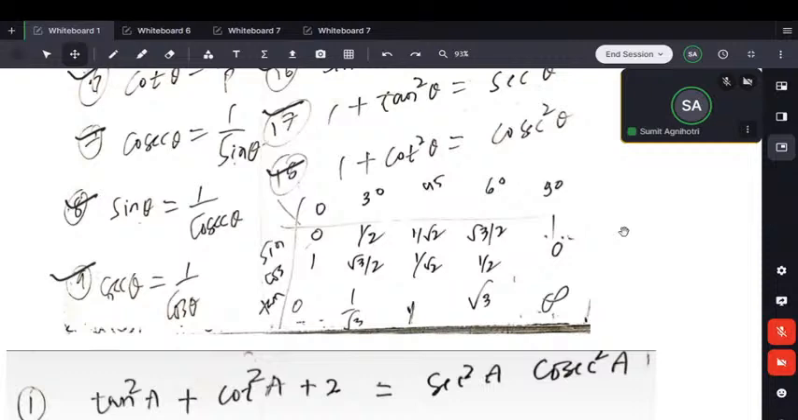Tan is now sine over cos, that's why tan 0 will be 0 by 1, that's 0. Tan 30 degree is 1 by root 3, and similarly tan 45 degree will be 1, tan 60 is root 3, tan 90 is not defined. Similarly you can find cosec, as it is reciprocal of sine, sec will be reciprocal of cos, cot will be reciprocal of tan.